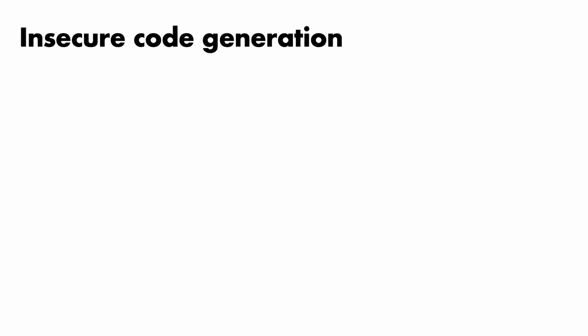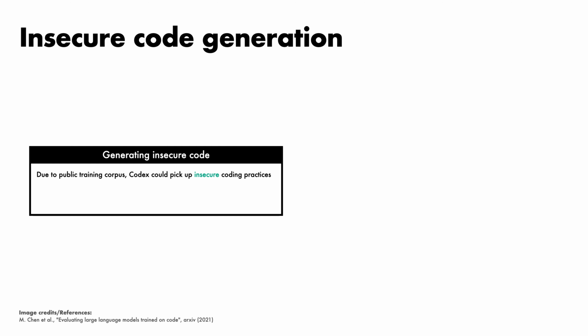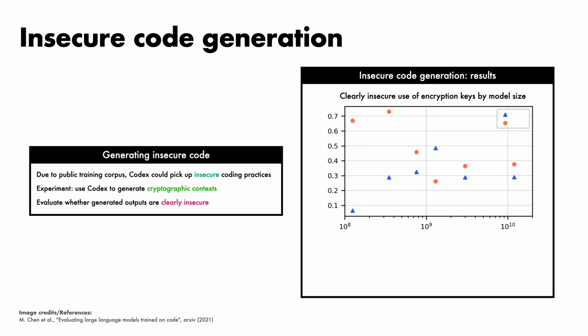Given its training corpus, it seems plausible that Codex could pick up insecure coding practices. To examine this, an experiment was conducted using Codex to generate calls to cryptographic libraries to generate cryptographic contexts, then assess whether the generated outputs are clearly insecure. Here we have the results of the experiment for different model sizes, with number of non-embedding parameters on the x-axis in log scale, and the fraction of outputs that are clearly insecure on the y-axis. The blue triangles indicate AES contexts, and the orange circles indicate RSA keys.